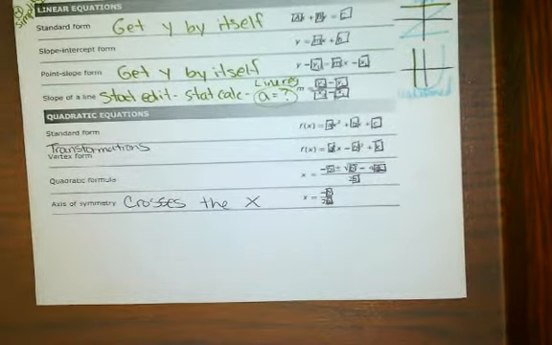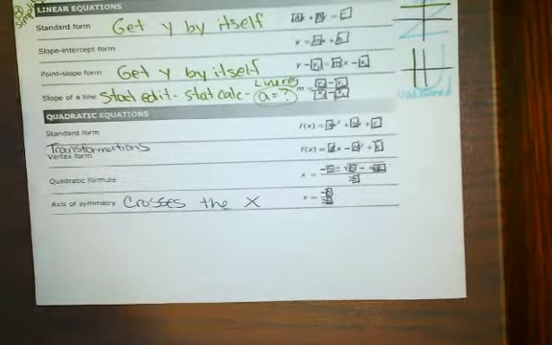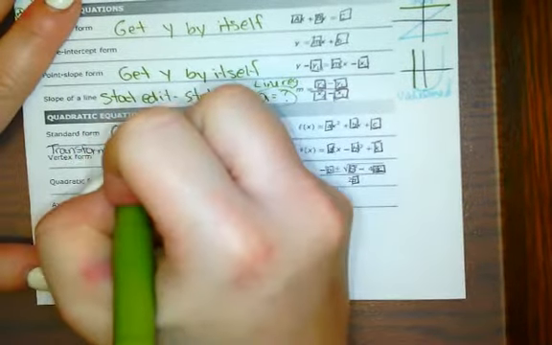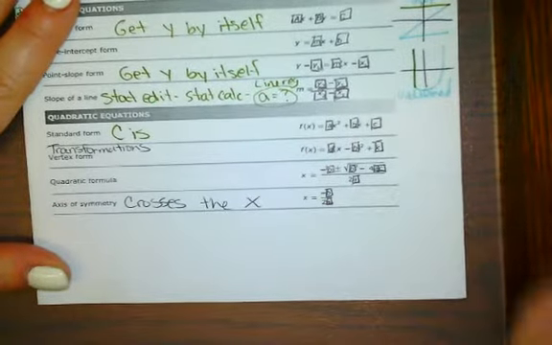And you can pretty much graph anything in your calculator as long as the y is by itself. And then you can just see where it crosses the x-axis. Playing with your window, zooming in and out, that kind of thing. So first on standard form. The big thing is knowing what C is.